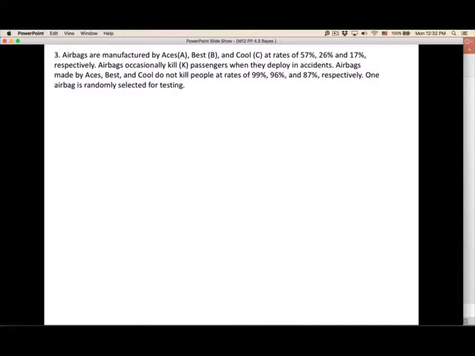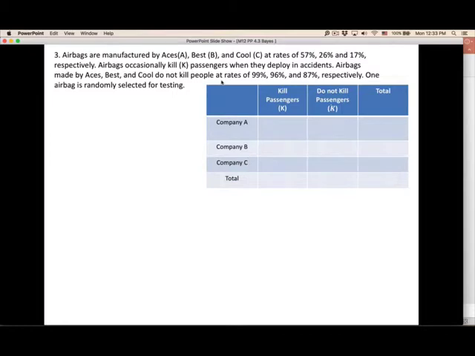For this method, you need to create a table. You can see airbags made by 3 companies, and for each company, the airbags will either kill people or not kill people. So I'm gonna create a table like this. Company A, company B, company C. For each company, the airbag can kill a passenger or not kill a passenger.